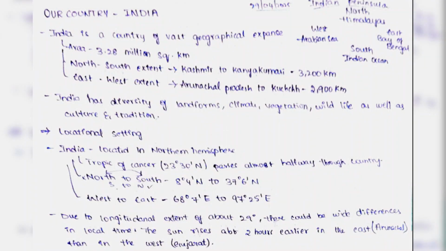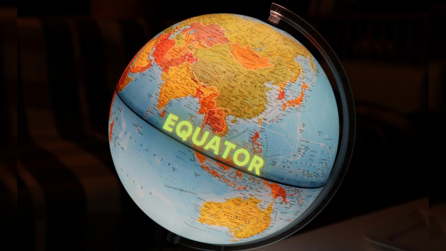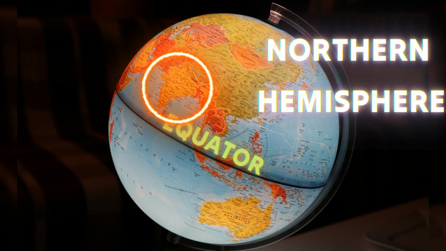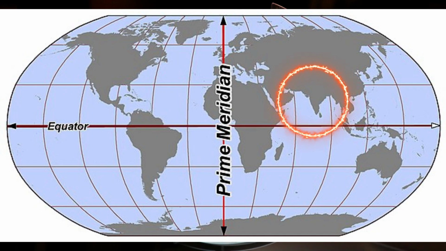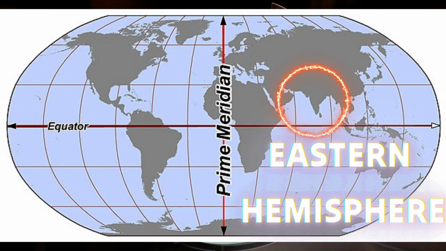First, let's understand where India is located on the world map. India is a very vast country. It lies entirely in the northern hemisphere. Now, what is a hemisphere? The earth is divided into two halves by the equator. The upper half is called the northern hemisphere and the lower half is the southern hemisphere. India lies completely above the equator, so it is in the northern hemisphere. Also, it lies to the east of the prime meridian, so it's in the eastern hemisphere.